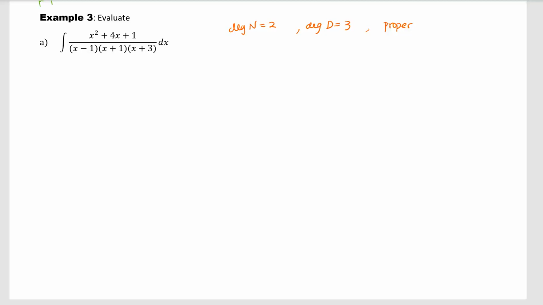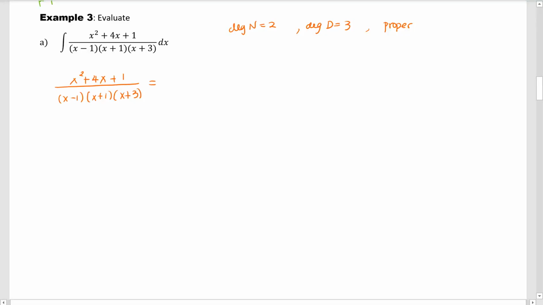Then we can look at the types of the factors. So we write down the rational function, and we're not integrating yet. We're going to do the partial fraction decomposition because all of those are linear factors, so we are in case 1. So we have x minus 1 and x plus 1 and x plus 3. And our setup is just a constant on top of each linear factor. So this is our setup. So far, so good, everybody?